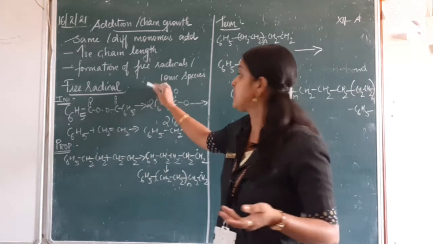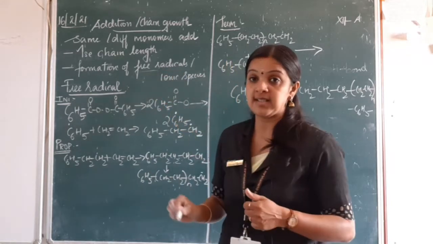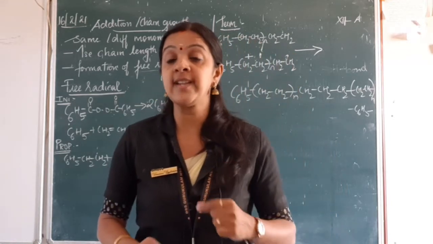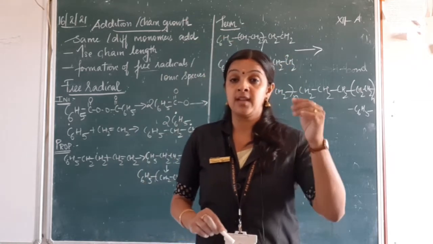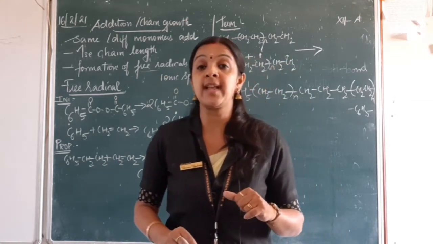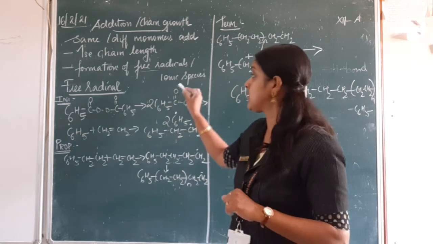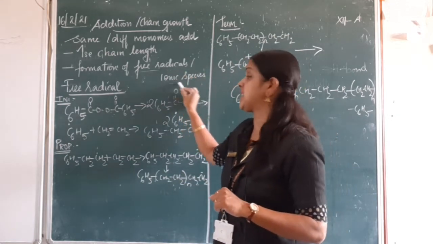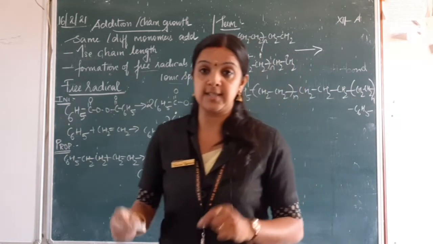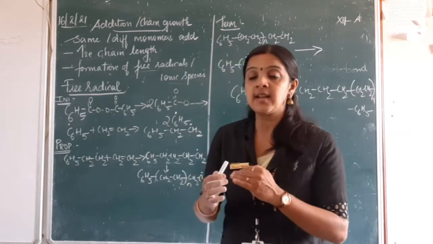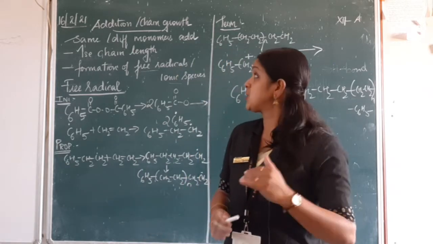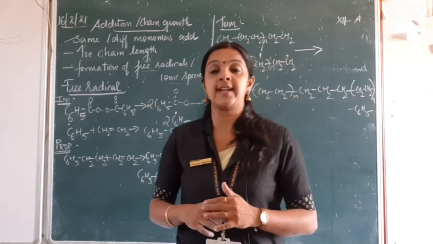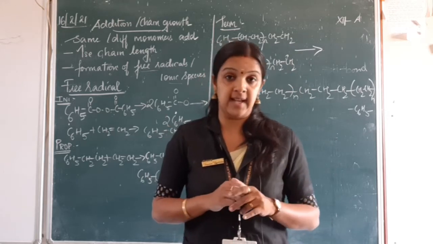How does it happen? With the formation of free radicals. We have studied chain reactions in the chain step. If you can remember a substitution reaction in class 11, where we know there are free radicals generated, or these are also called ionic species. So let us learn in detail about addition reaction or chain growth reaction, which has a free radical mechanism.